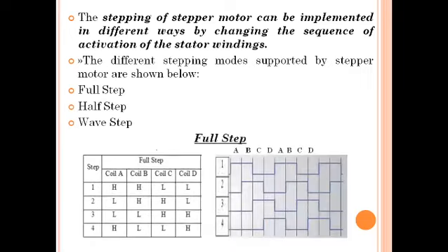In full step, two coils will be activated in each step. So for example, coil A and coil B are activated in step 1, and coil B and coil C are activated in step 2, and likewise coil C and coil D are activated in step 3, and in step 4 coil A and coil D will be activated in full step here.